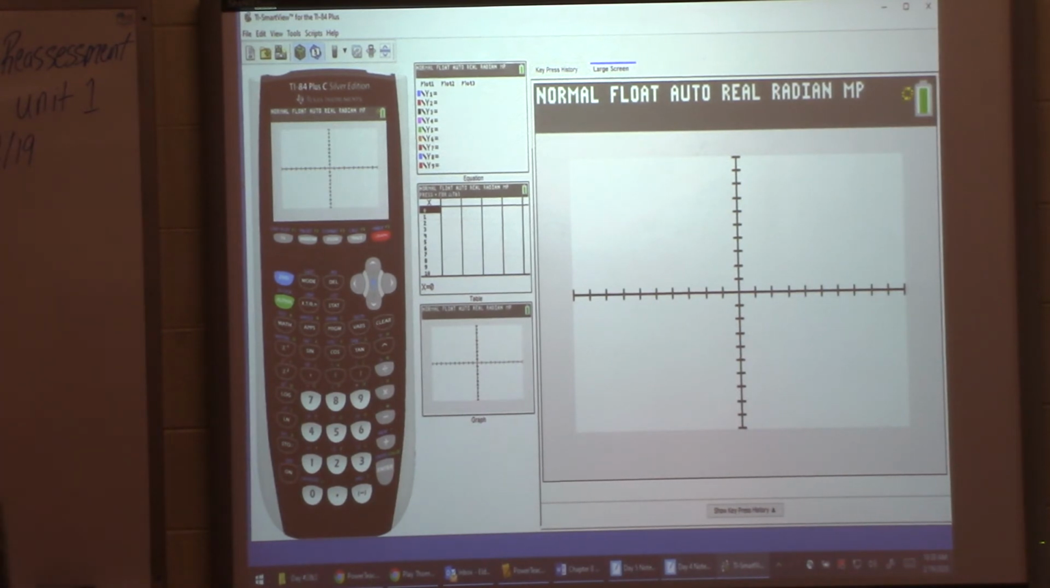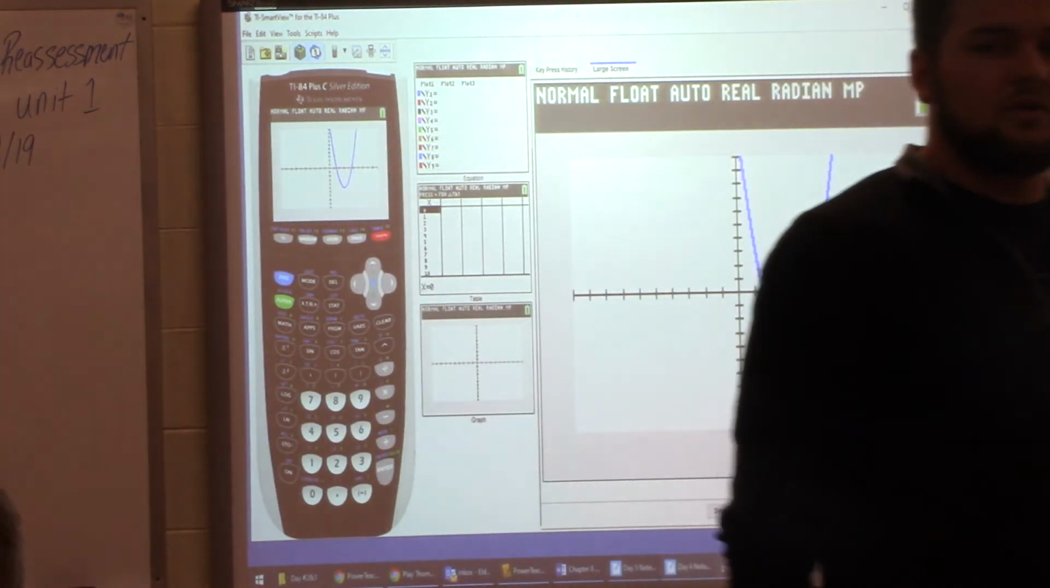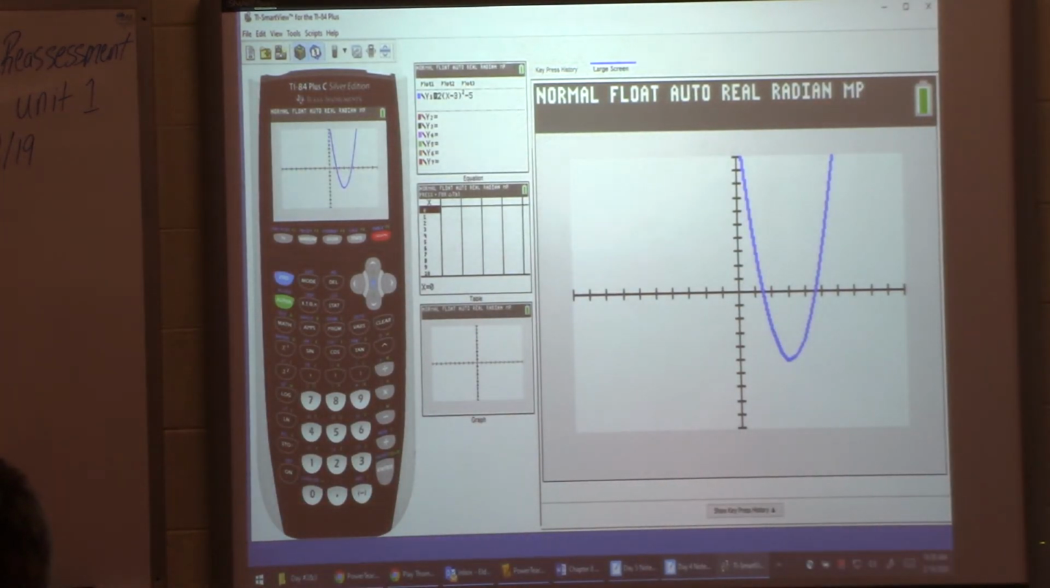So you're going to plug that in and then you're going to hit the graph button, top right, graph. And it should pop something up like this. Right? Oh, yours doesn't show that, does it? Well, some of yours might. Mine did. But some of yours, your window may be off.